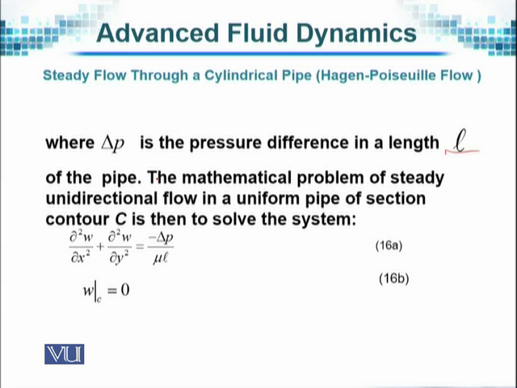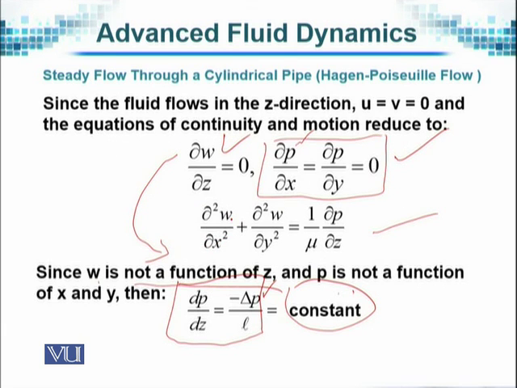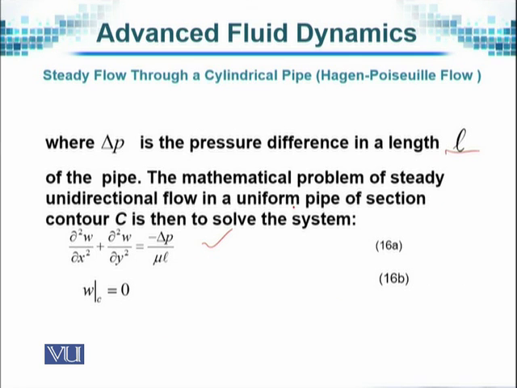The mathematical problem of the steady unidirectional flow in a uniform pipe of section of contour C is then to solve the system. So you will recall that we have obtained this equation from the top here, and there is a minus sign also here. And then this equation, the boundary condition that W at C is equal to 0.